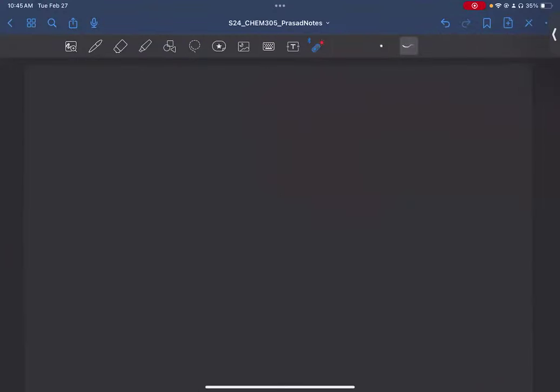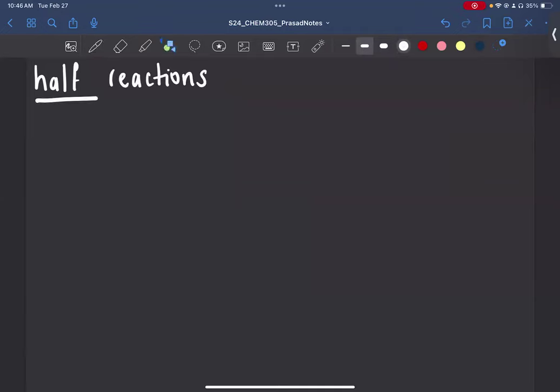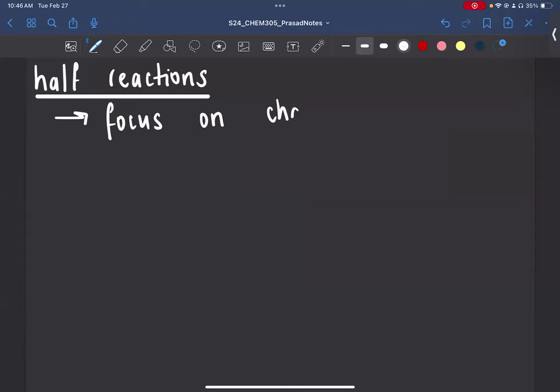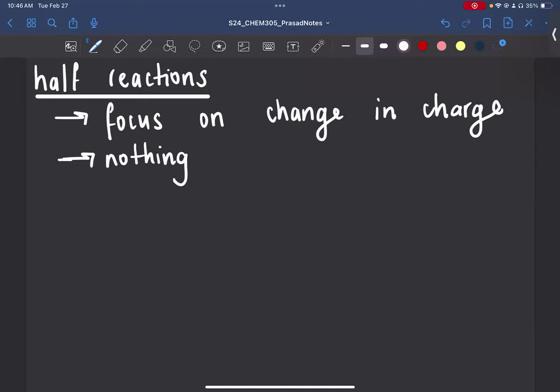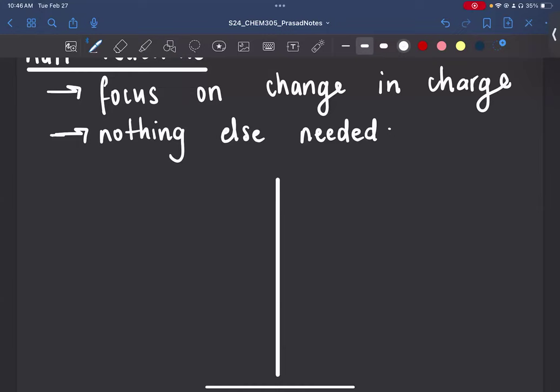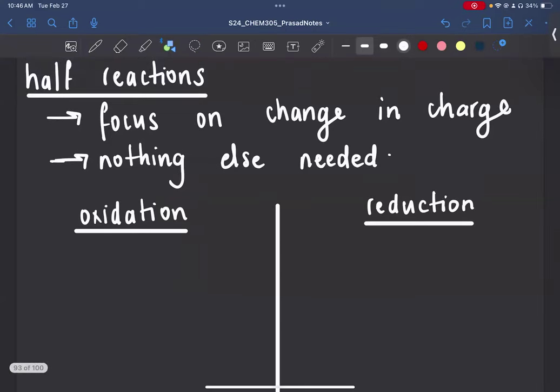And then, under the guise of oxidation reduction, you must also be able to generate half reactions. Half reactions in general focus on change in charge. Nothing else needed. There are two types of half reactions. There is the oxidation half reaction, and then there is the reduction half reaction. As I just said, the half reactions specifically focus on the change in charge.